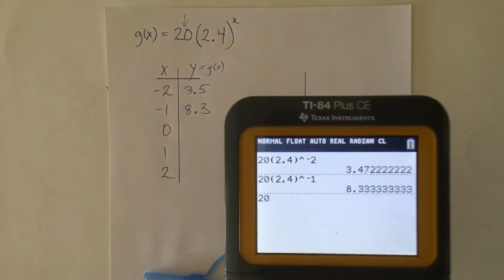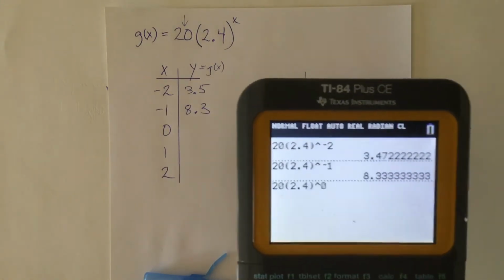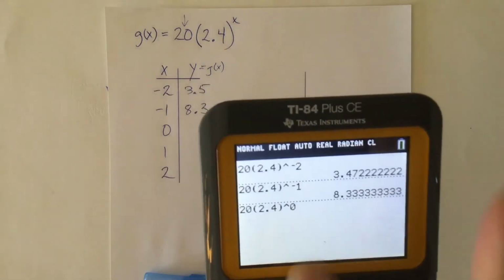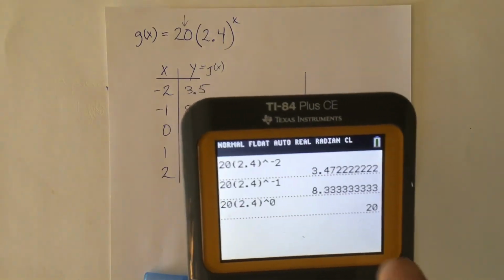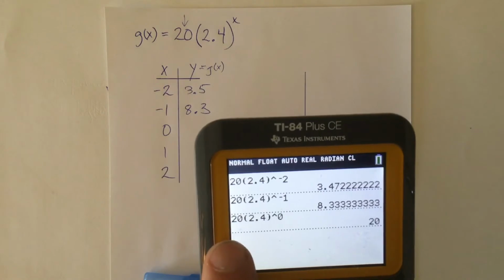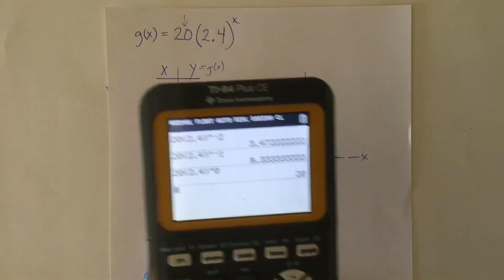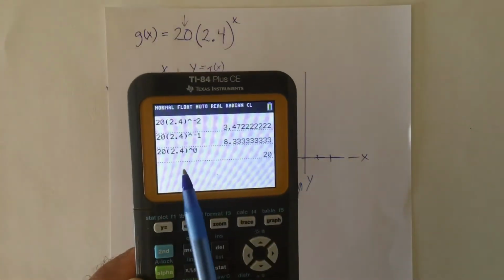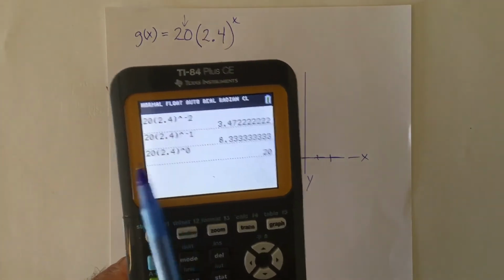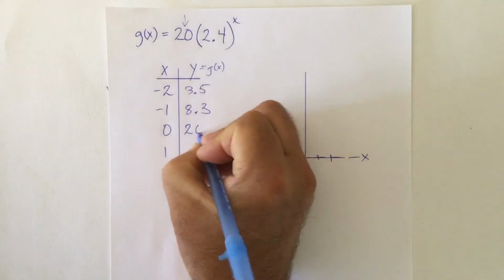Now, here's the fancy one. 20 parentheses 2.4 to the power of 0. Now, what's supposed to come out of here? Anything to the power of 0 is 1. Hey, how come my answer's not 1? Well, because you have a scalar. Your graph is going to be amplified by 20. So order of operations, your calculator is saying this part is the same as 1. Take this to the power and then multiply it by 20. So that's why your answer is 20.